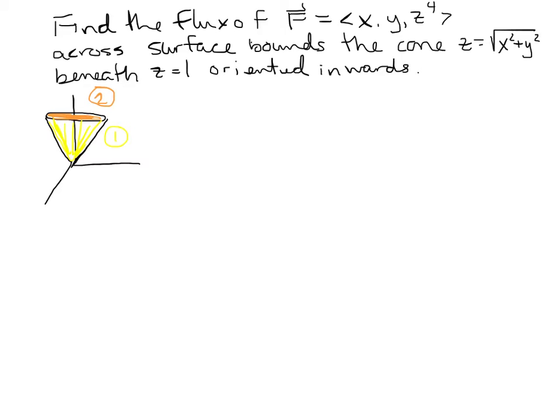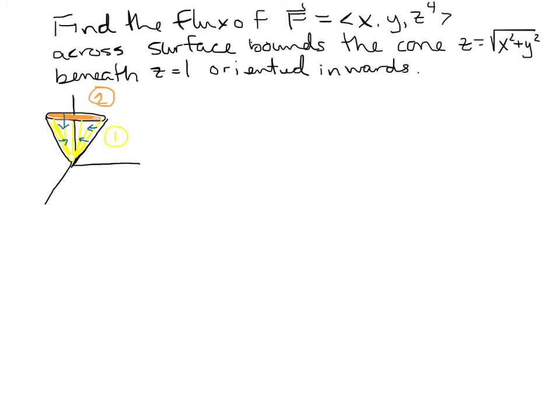All right, now this is oriented inwards. So as far as the normal vectors go, the normal vector for the z equals 1 plane, if it's oriented inwards, is going to point downwards. The other ones are going to point in from the cone, kind of all the way around it in a circle. All right.